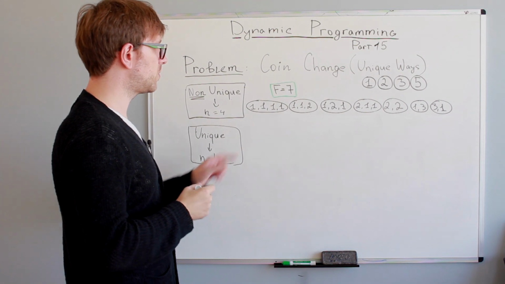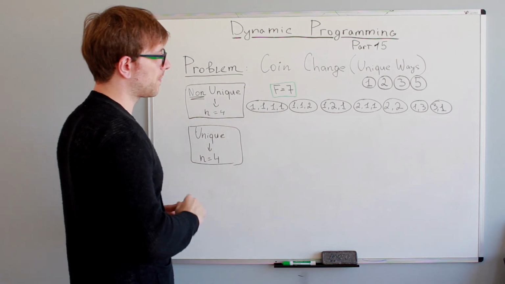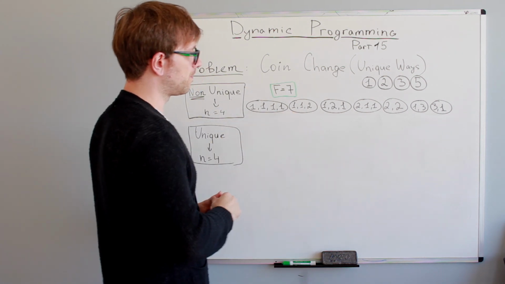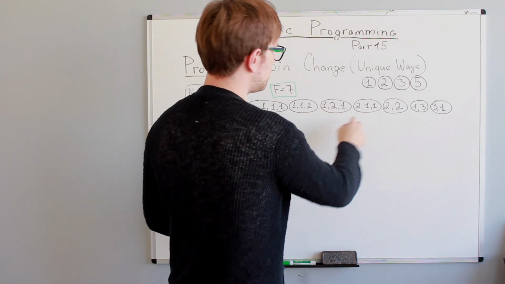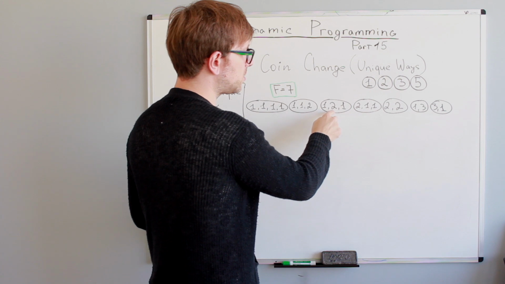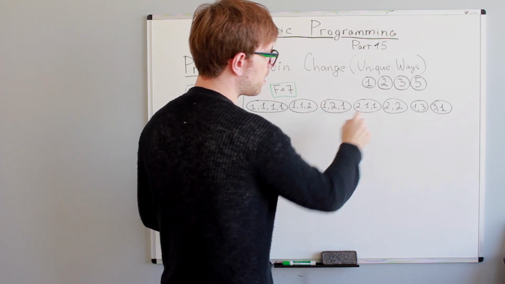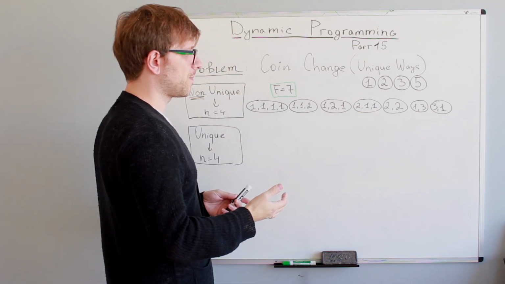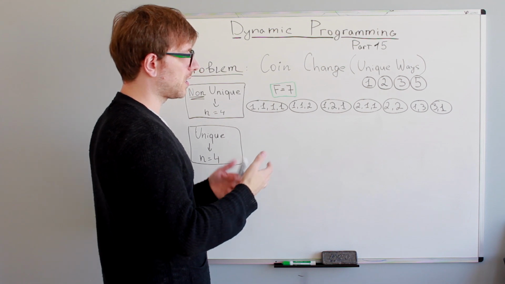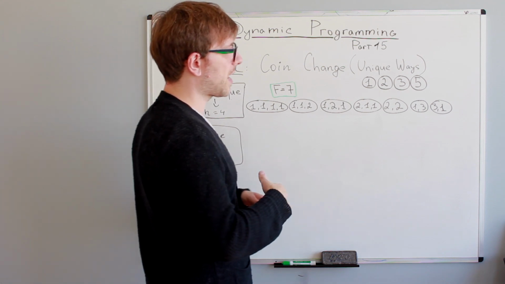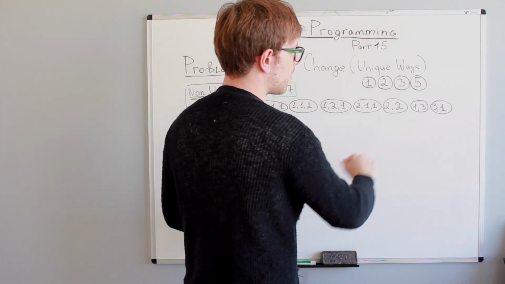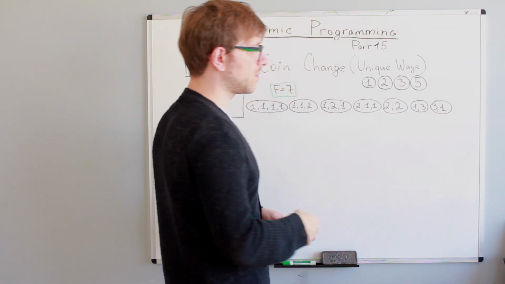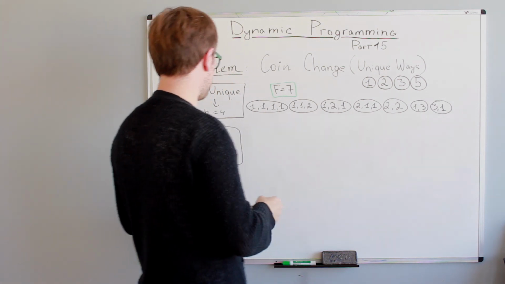So the solutions would be 1, 1, 1, 1, right? 1, 1, 2, 1, 2, 1, 2, 1, 1. Notice that 1, 1, 2, 1, 2, 1, and 2, 1, 1 are different solutions. They're considered distinct because we want to count all the possible solutions. 2 and 2, 1, 3, 3, 1 would also be different solutions, right?